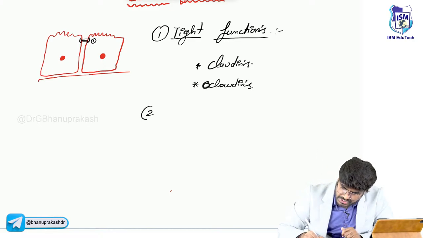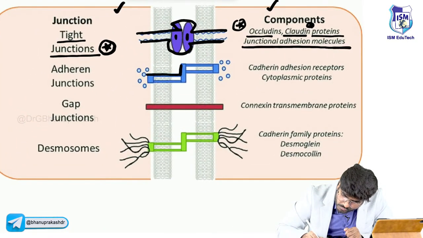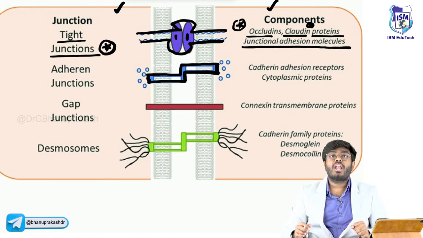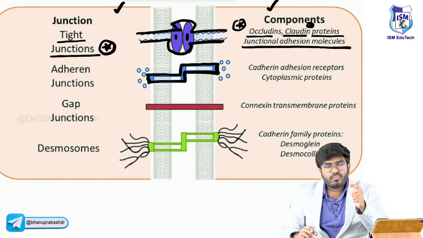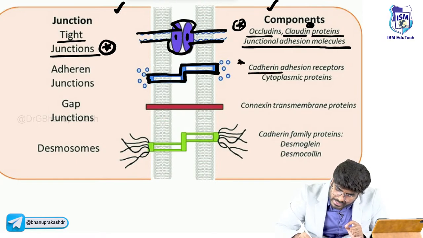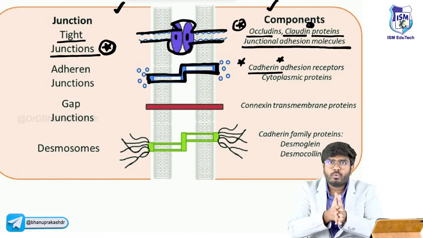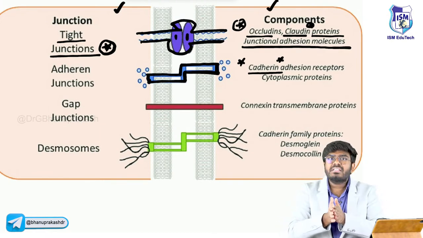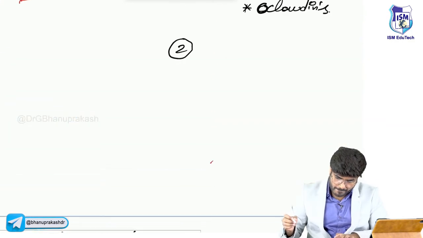Okay, done. The second junction, which you can see here, is the adherent junction. These are totally different types of molecules which are binding these two cells. These adherent junctions are formed by which proteins? They are formed by cadherin. Cadherin is like a biological glue. Even in your class 11th and 12th, I hope you have studied. Cadherin is just like a glue which keeps the cells together.